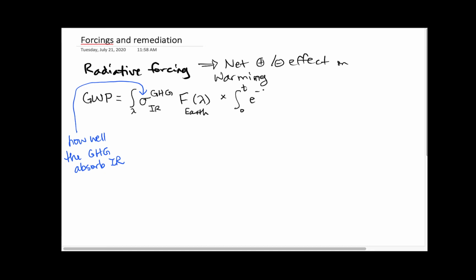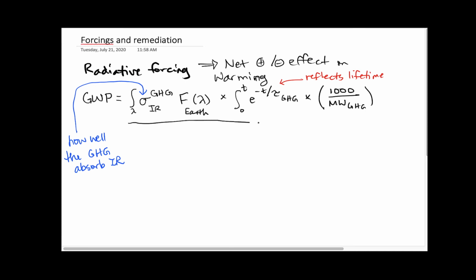And this time factor is a decreasing exponential. And it's for whatever time region we have. And so this is to reflect the lifetime of the gas. And then we have a unit conversion term at the end because we're scaling it for the molecular weight of whatever the gas is. And they don't explain where the 1,000 comes in, but they say it's a unit conversion, so I'll believe them.